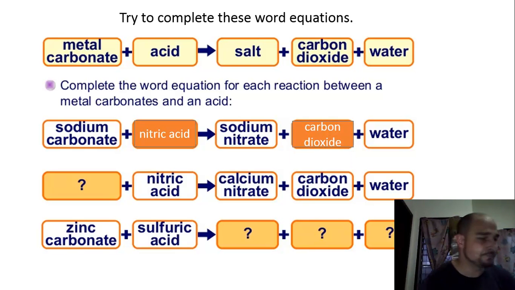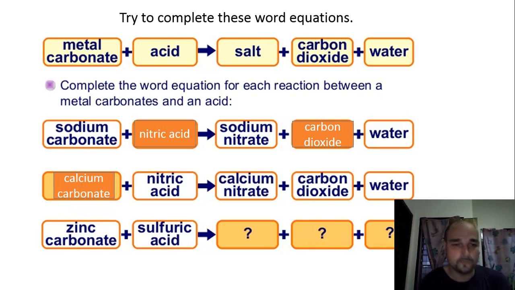Okay, going to the second one. We have some type of carbonate that's going to be added with nitric acid, which makes calcium nitrate, carbon dioxide, and water. So when I go to the metal salt, I know that the first part is a metal, calcium, and I know that this is a carbonate reaction because of the carbon dioxide and water and metal salt that's produced. So this must be calcium carbonate, and it is.